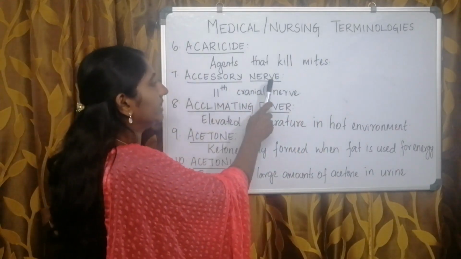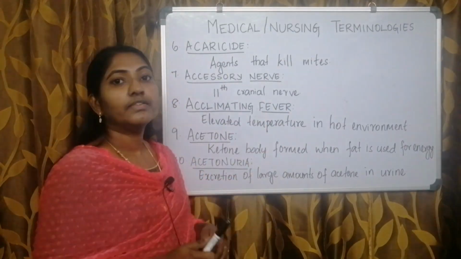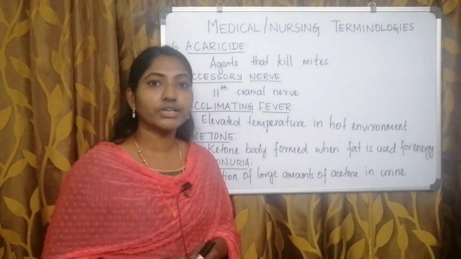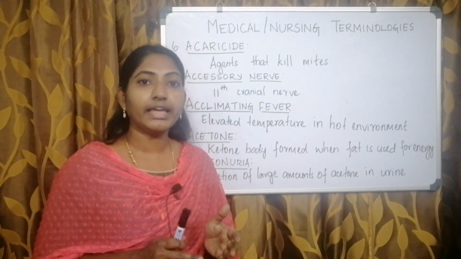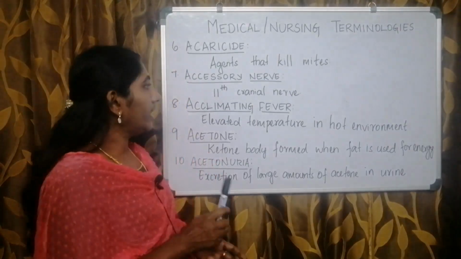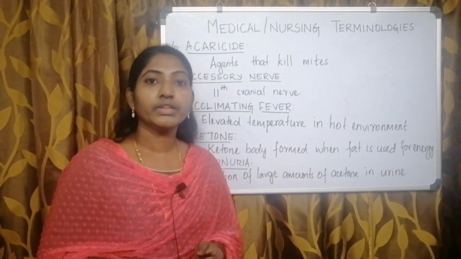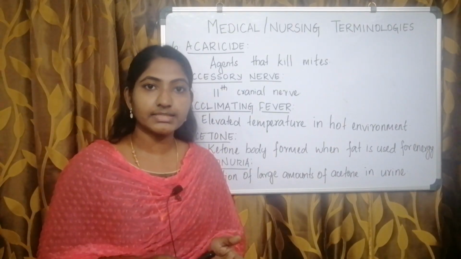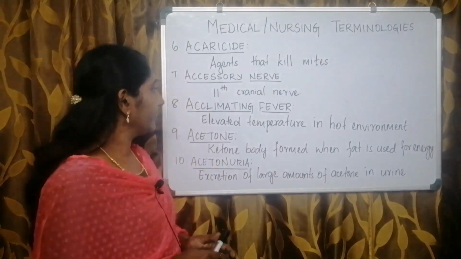Next one is accessory nerve. Accessory nerve is the 11th cranial nerve which supplies sternocleidomastoid muscle and trapezius muscle. It helps in the turning and nodding of the neck and elevation of shoulders. I have explained about accessory nerve in a previous video. If you want more information about accessory nerve, you can use the link which is given in the description box.